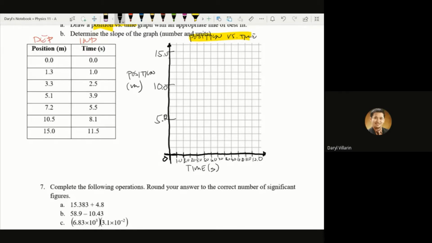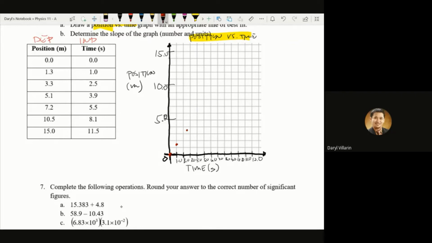So now that you have your scale, you can now plot. So I'm going to start with 0, 0. So I have a point at 0, 0, and then at 1 second it's 1.3. So 1.3 is somewhere here, and then at 2 seconds it's 2.5. 2.5 is 3.3. So 1, 2, 3.3. So it's somewhere here. Again, you can approximate that one.